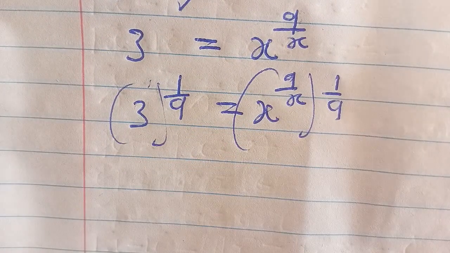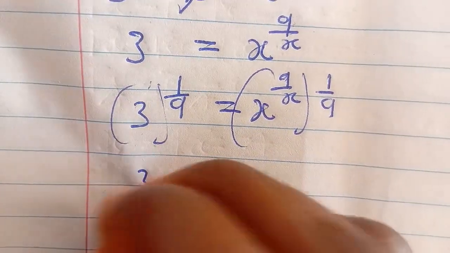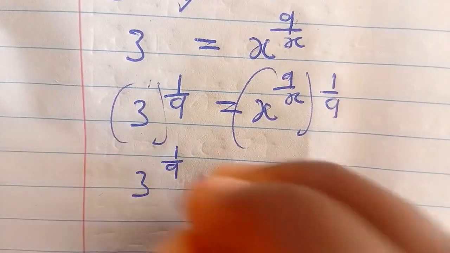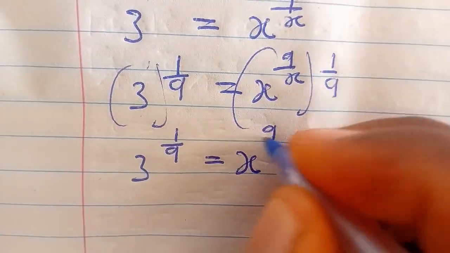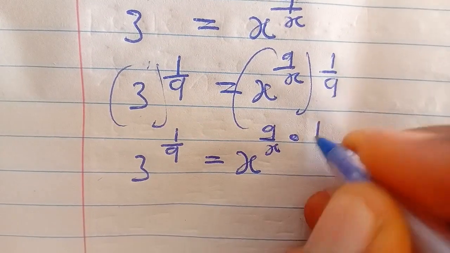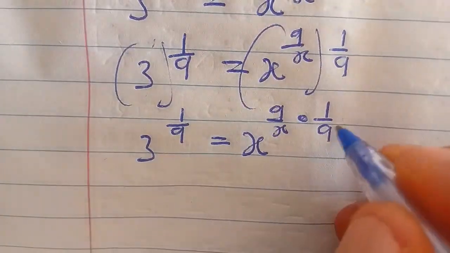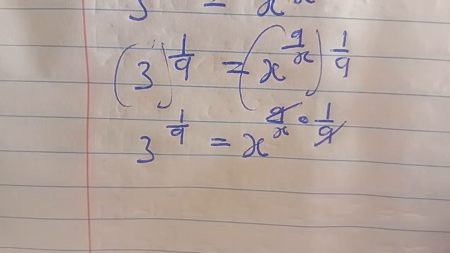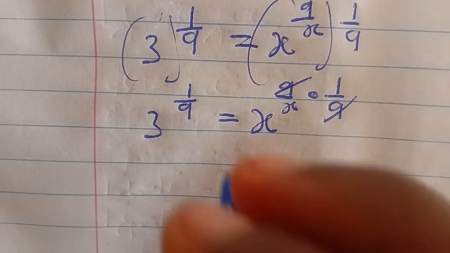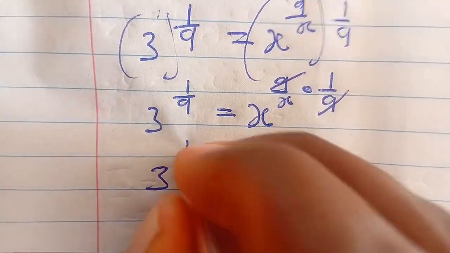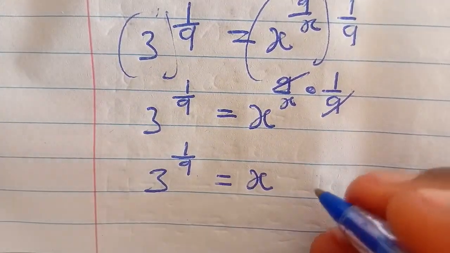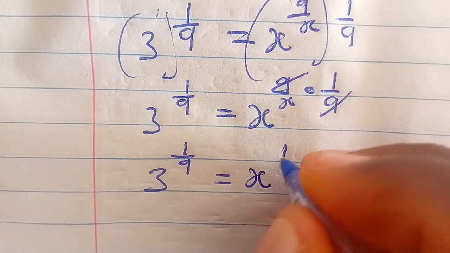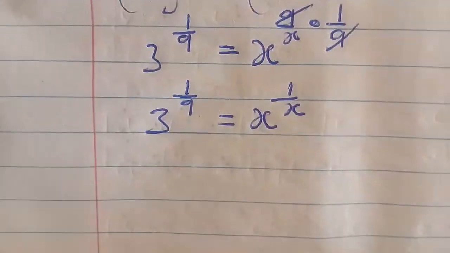So this is what you're going to have: 3 exponent 1 over 9 is equal to x exponent 9 over x multiplying 1 over 9. This 9 cancels this 9. Can you see that? So you're going to have 3 exponent 1 over 9 is equal to x exponent 1 over x. Can you see that?